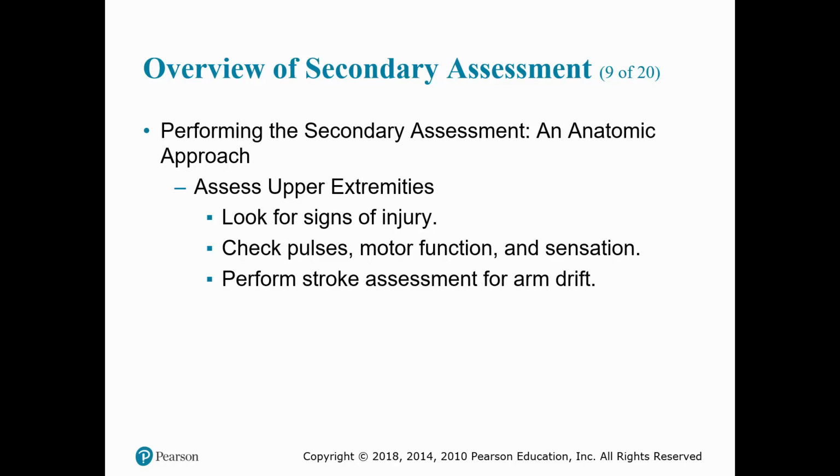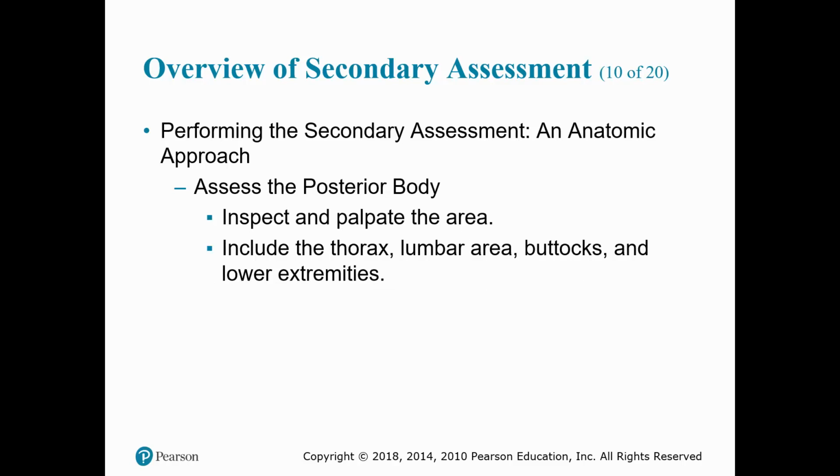And then moving on, we want to look at the posterior portion of the patient's body. We want to inspect and palpate the area. Make sure you put your hands on it and your eyes on it. This includes the thorax, the lumbar area, the buttocks, and the lower extremities. If you suspect a spinal injury, spinal motion restriction always has to be maintained. So you want somebody to hold C-spine stabilization manually.